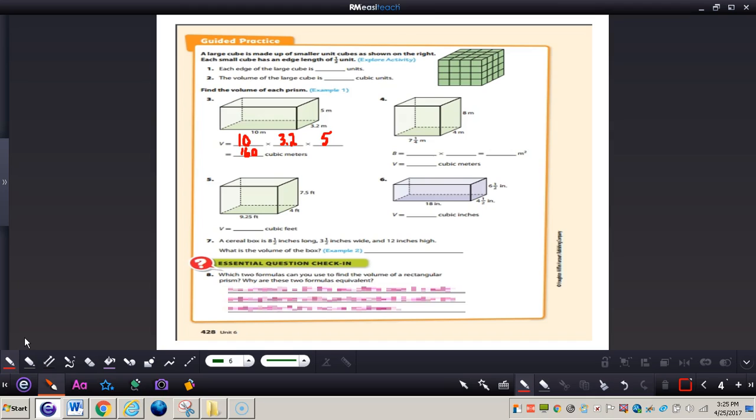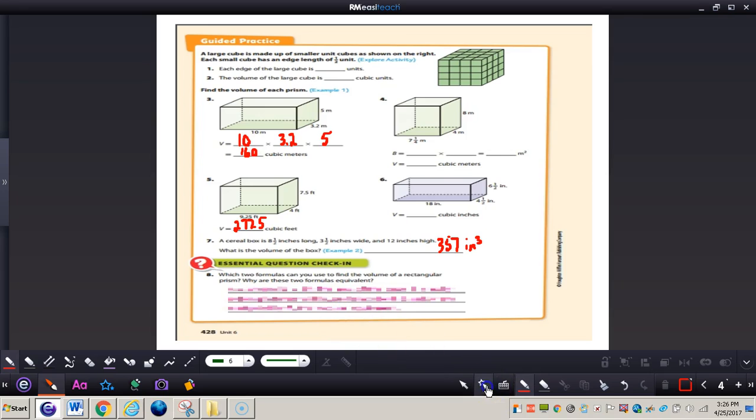Now I would like you to work on number 5, and you can work on this now. For number 5 we have 277 and 5/10 cubic feet. Now I would like you to work on number 7, and you can work on that now. For number 7 we have 357 cubic inches for the answer.